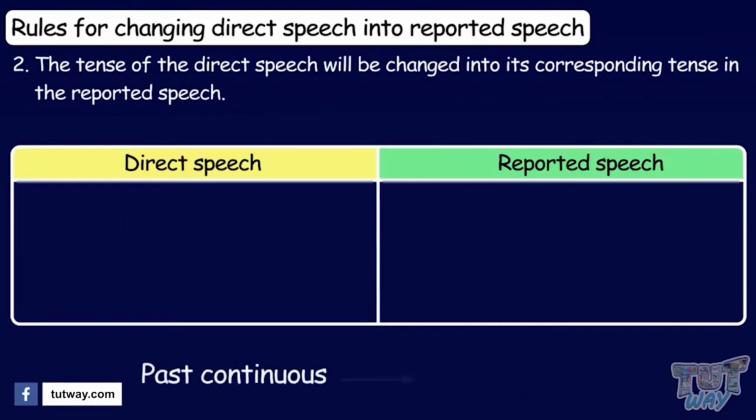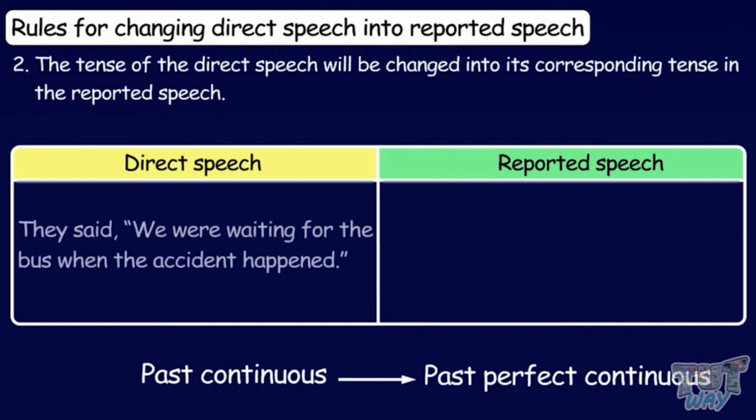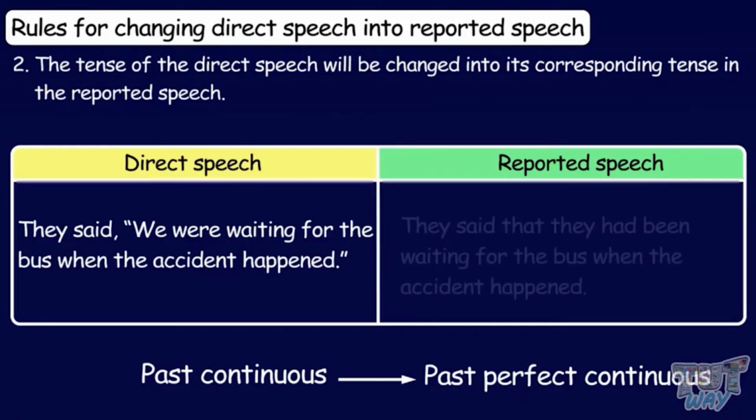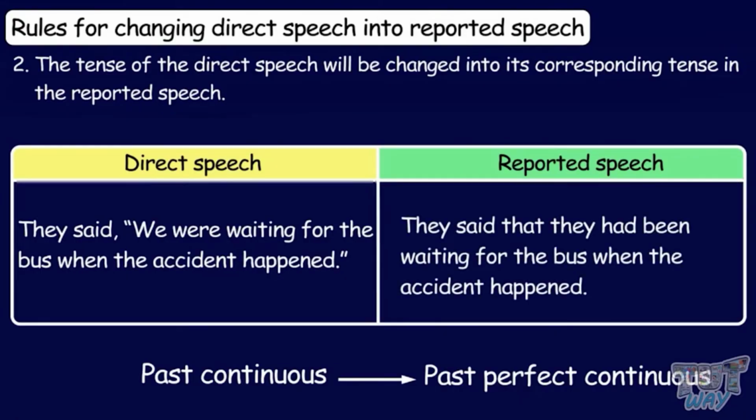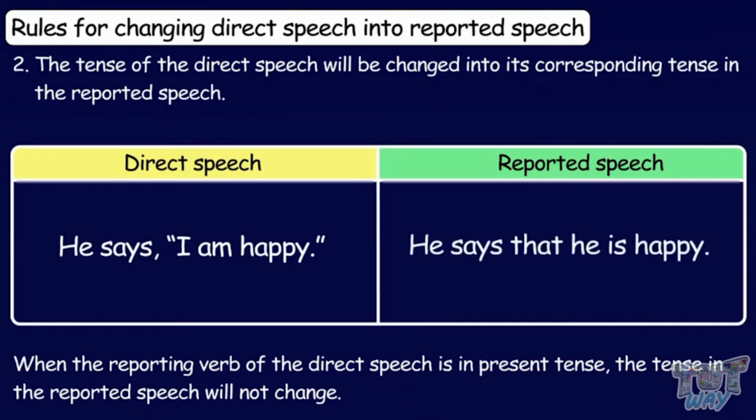Past continuous will change into past perfect continuous. For example, they said, "We were waiting for the bus when the accident happened." They said that they had been waiting for the bus when the accident happened. When the reporting verb of the direct speech is in present tense, the tense in the reported speech will not change. For example, he says, "I am happy." He says that he is happy.